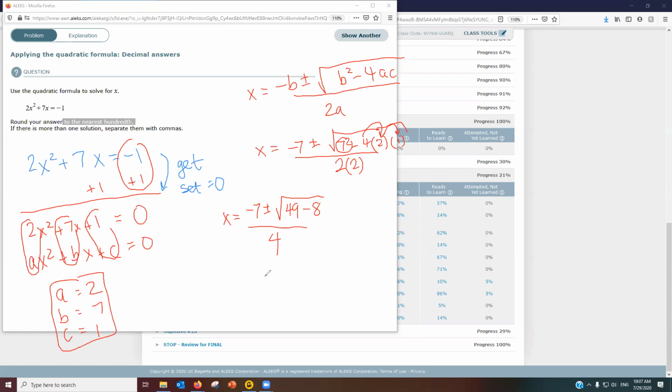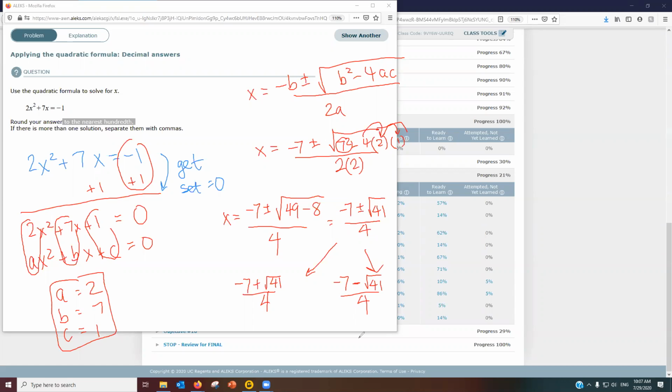All over 4. All right, well, this is going to be negative 7 plus or minus the square root of 41 over 4. I can work this out on the ALEKS calculator. Just remember that when you do this, you have to break this up into 2 separate solutions. The first solution is going to be when I use the plus sign on the top of the fraction. And the second solution is when I use the minus sign on the top of the fraction. Okay? And then you could go work these out on your calculator.